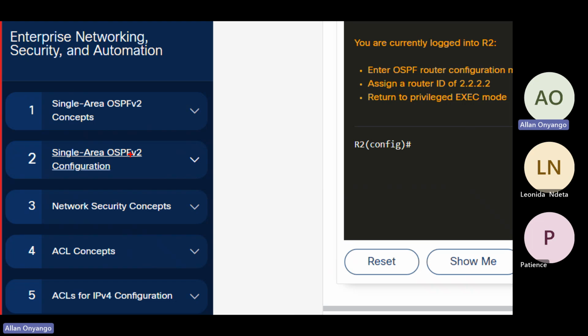So first and foremost, we have single area OSPF version 2. We learn one of the dynamic routing protocols, and OSPF is at the heart of things. So we'll talk about concepts in OSPF, and then we will configure OSPF in the second chapter. Then the third chapter is network security concepts, and we will get deeper into security, including VPNs and all that.